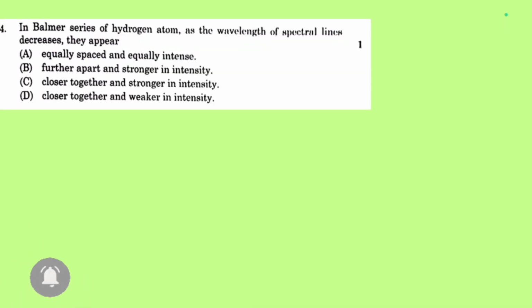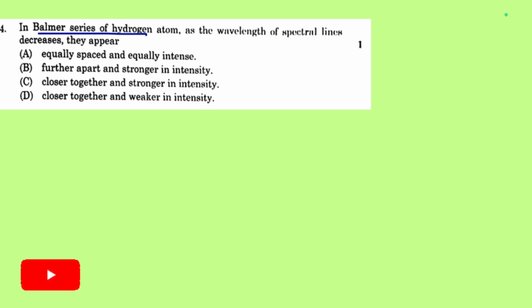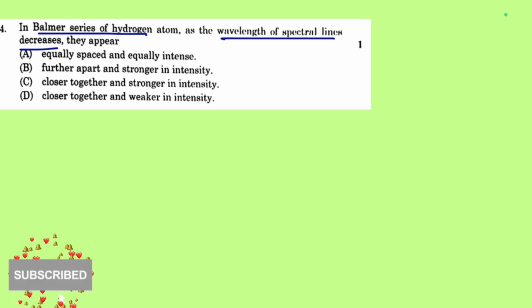Now we will see question number 4 that is given here. In the Balmer series of the hydrogen atom, as the wavelength of a spectral line decreases. What is the Balmer series? It is the second series of the hydrogen lines which are emitted. In this case we know that the final level is always n equal to 2. Now what is asked here, as the wavelength of a spectral line decreases, is a direct sure shot question picked from the basic concept.